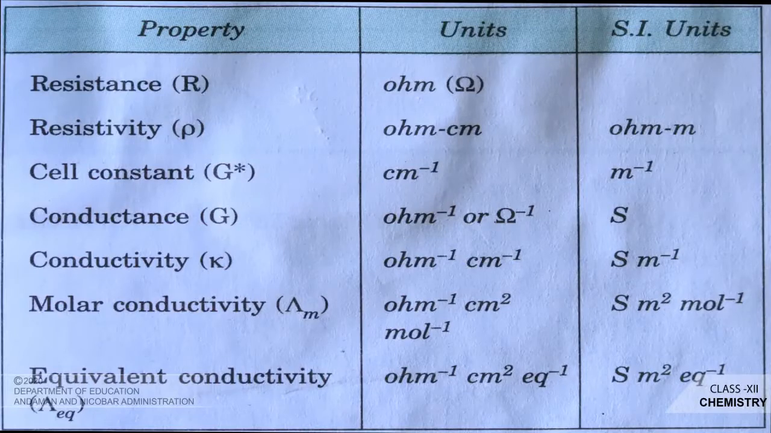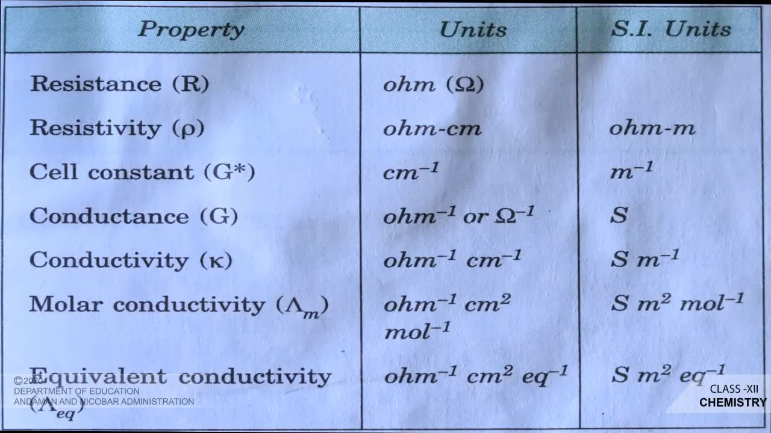This slide gives you a summary of the units of some common properties. For resistance the unit is ohm, for resistivity the unit is ohm centimeter, in SI unit we write ohm meter. Cell constant, that is Z star equal to L by A, has the unit centimeter inverse, and in SI unit meter inverse. Conductance G has the unit ohm inverse or Siemens, and in SI unit it is written as Siemens. Conductivity has the unit ohm inverse centimeter inverse, and in SI unit Siemens meter inverse.